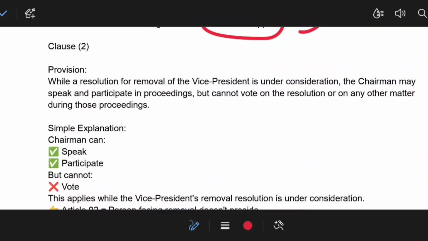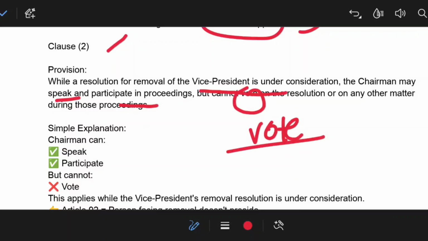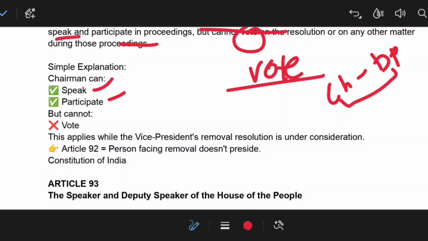But it has another clause as well, Article 92 clause 2. While a resolution for the removal of the vice president is under consideration, the chairman may speak and participate in the proceedings, but cannot vote on the resolution or in any other matter during the proceedings. That means, let's suppose discussion is going on in the Rajya Sabha for the removal of the chairman or the deputy chairman. They both can speak in the Rajya Sabha. They both have a right to be present, but they can't vote. That is the simple meaning. So the chairman can speak and participate, but the chairman or even the deputy chairman can't vote.